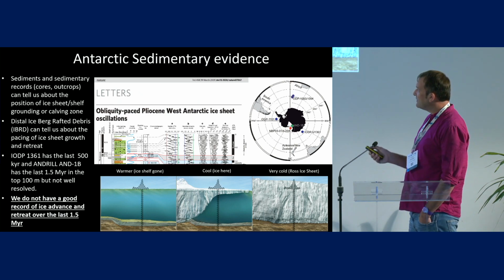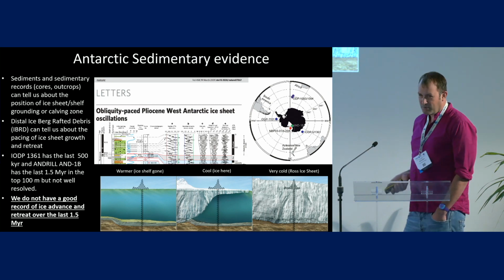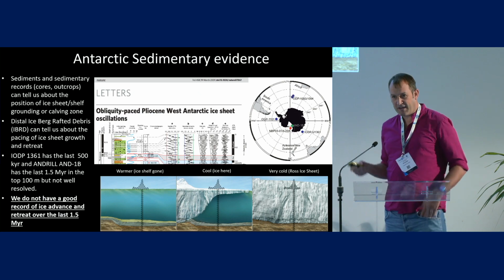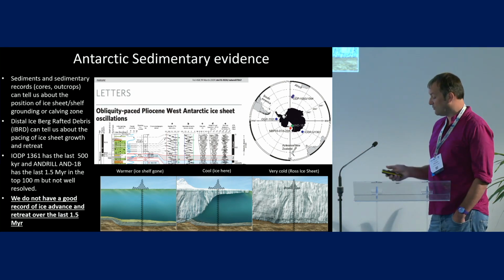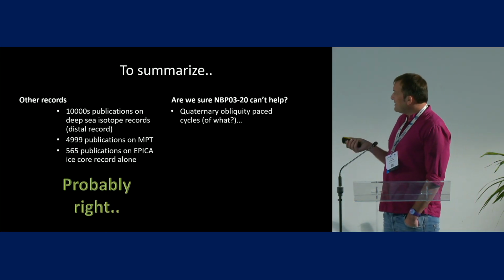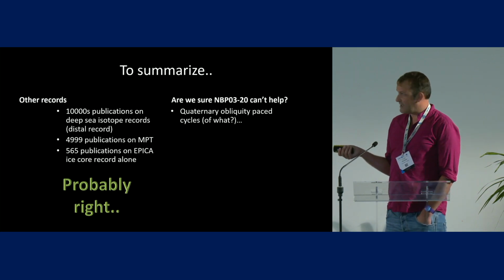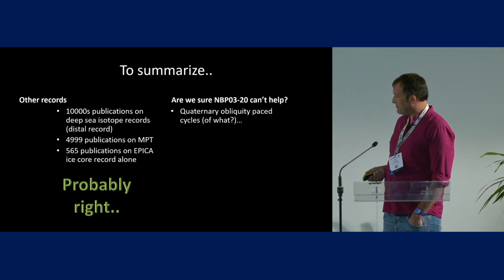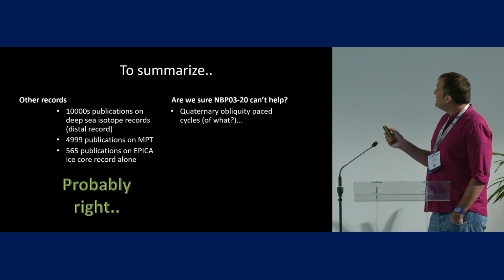And then there's the ANDRILL record, which has been smudged here, but the top part of that, the top 100 years, is not very well resolved. So we actually don't know, when you look in detail, what happened in Antarctica for the last million years, or 1.5 million years. To summarise, there's about 10,000 publications on isotope records in Scopus, 5,000 publications on the MPT, and about 565 EPICA publications. That's probably out of date. There's probably more now. They're probably right, and this little core here, NBP03, is probably wrong.